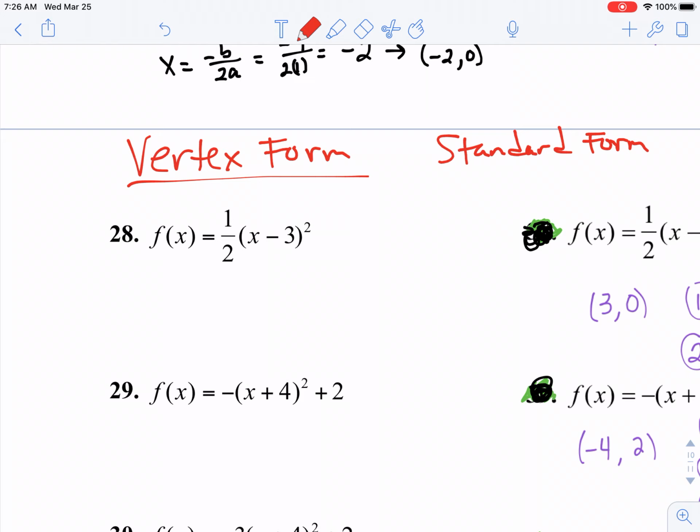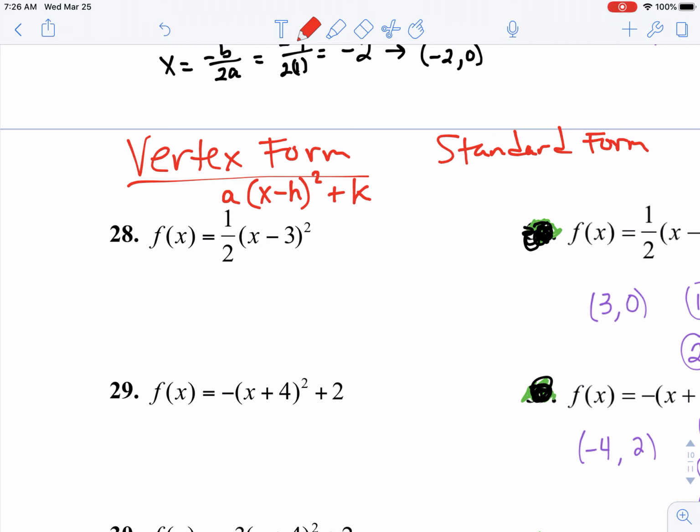Vertex form will always have an a value right here. Then you'll see parentheses, and then you'll see x minus some number. That number is represented by the letter h, usually. Then you'll see squared, and then you'll see another number out here usually, and that number is represented by the letter k. That's vertex form, okay?